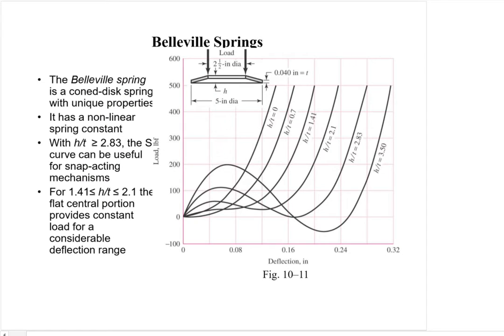A couple random springs here, Belleville springs. This looks like a washer, like a conical washer. And they have a very nonlinear behavior. They have a snap through where they actually get less stiff.